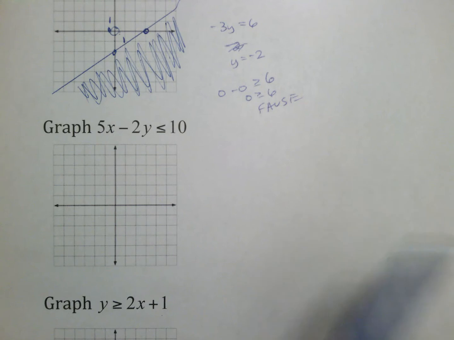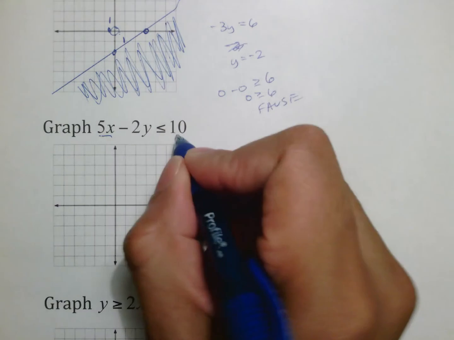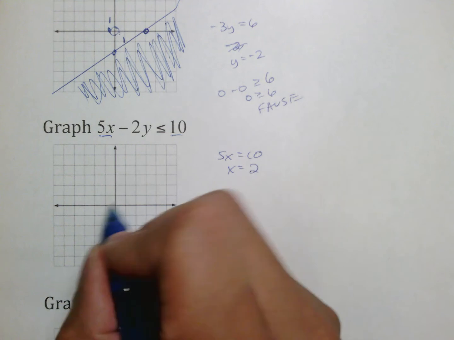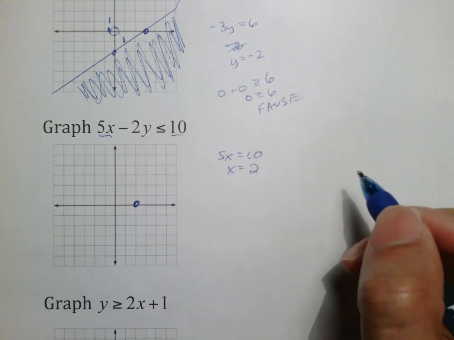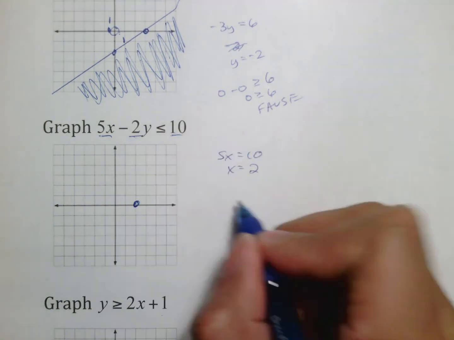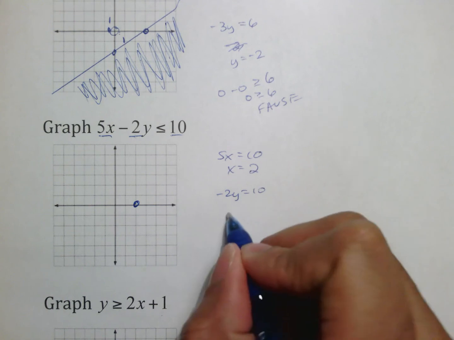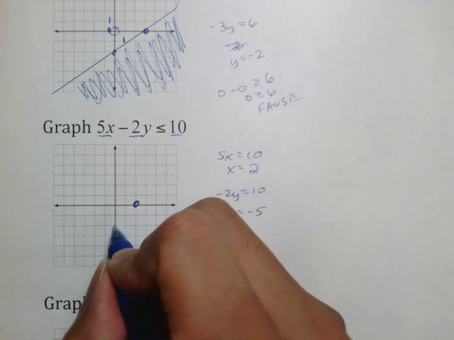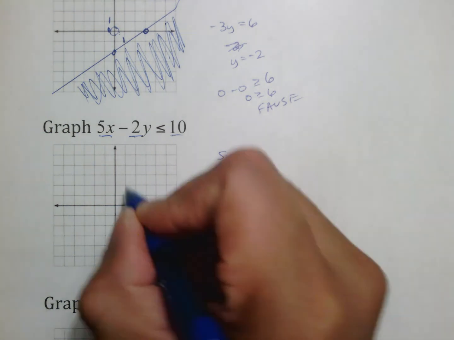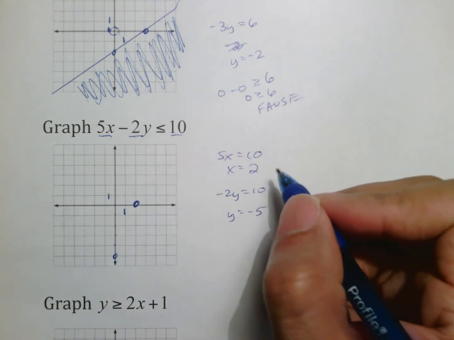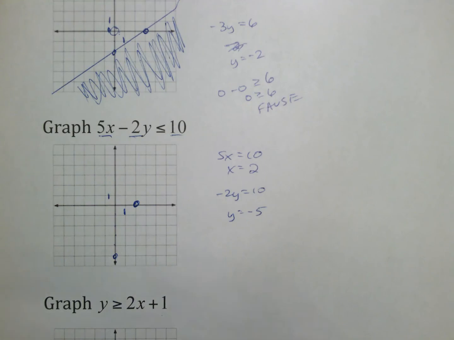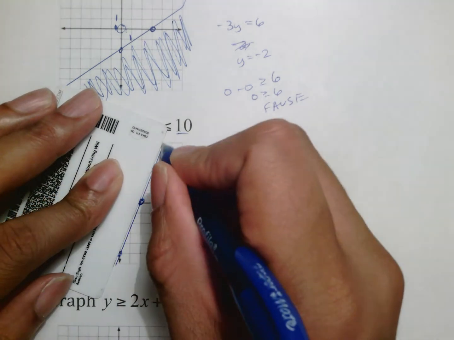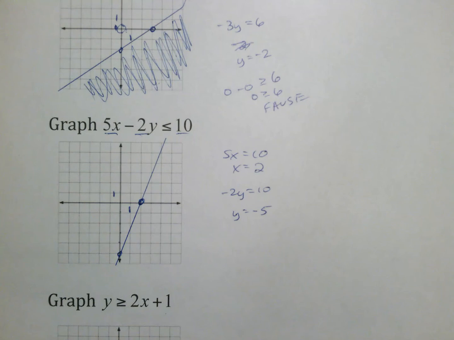Third equation, again, standard form. Set this equal to 10. 5x equals 10, which obviously means that x is equal to 2, so go over 2, put your dot. Second one, negative 2y equals 10. If I divided by negative 2, I would get negative 5, which tells me to go 5 down. Don't forget to mark your distances there. And again, use your straight edge, which could be an ID like I'm using, to connect those two points all the way across the region.